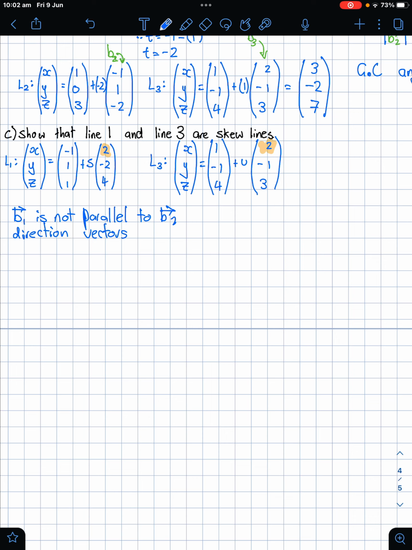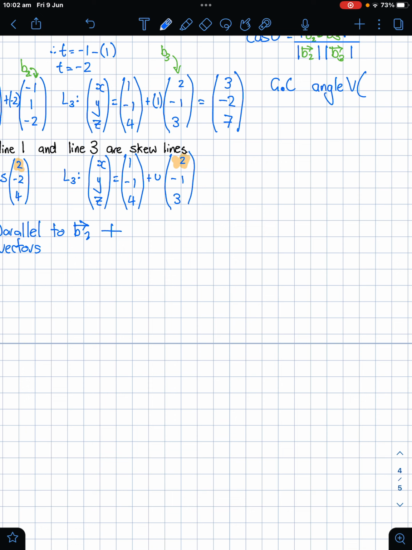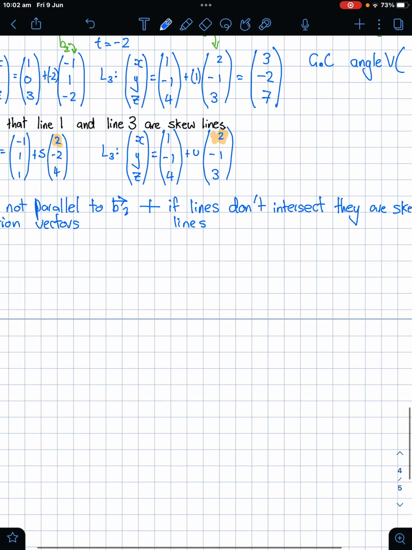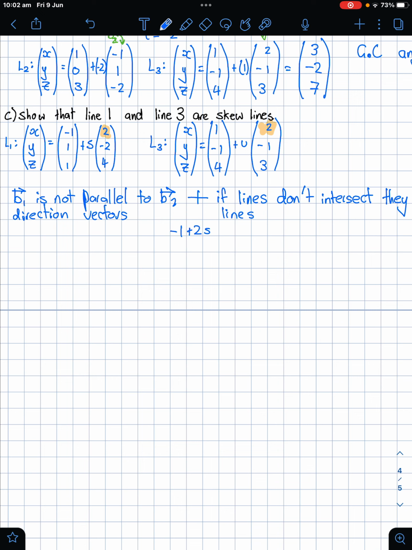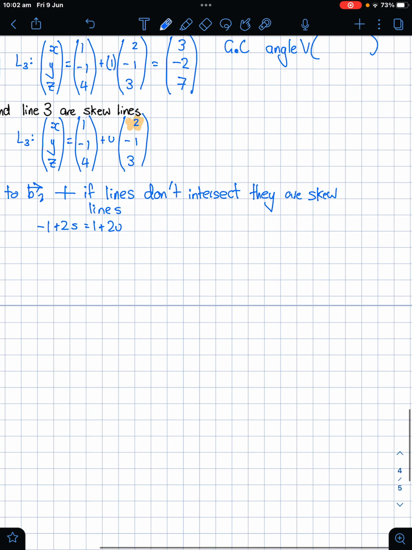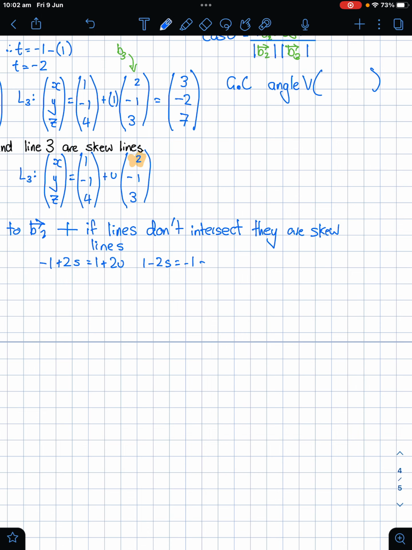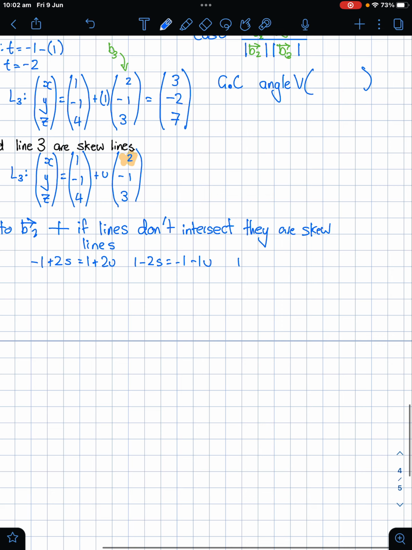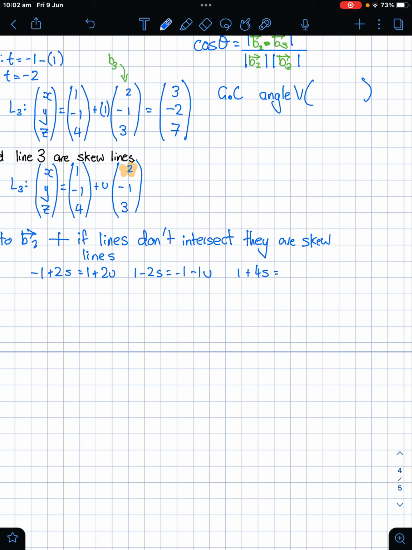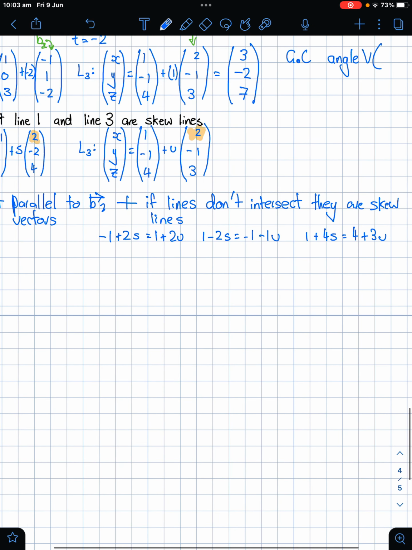Now, in the textbook, they do this second, but realistically, because the twos are the same, and then we've got -1, -2, and -1, we can tell that they're different. So now all we need to do is check they don't intersect. If these lines don't intersect, they are skew lines. Okay, so this means that the x coordinate, -1 plus 2s, would have to equal 1 plus 2u. Our y coordinate is 1 minus 2s, and that would have to equal -1 take 1u. And then our last one there is 1 plus 4s, and that would have to equal 4 plus 3u. And so we would solve these simultaneously, these first two.